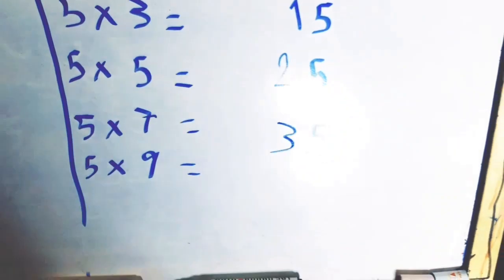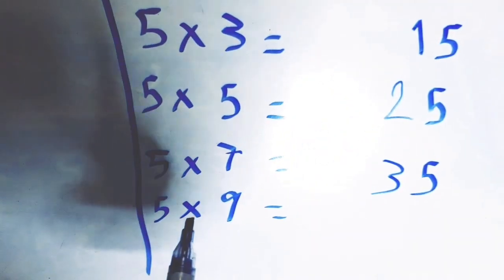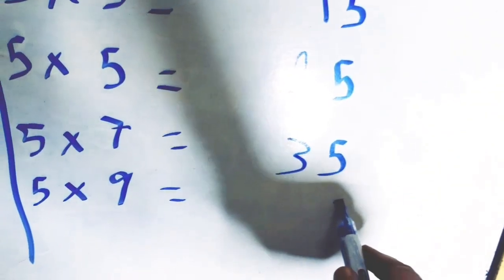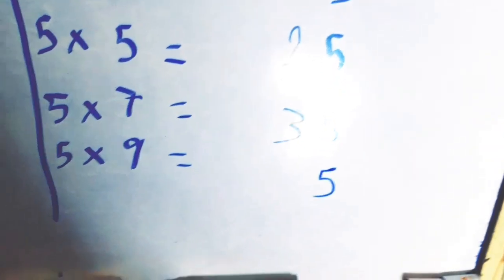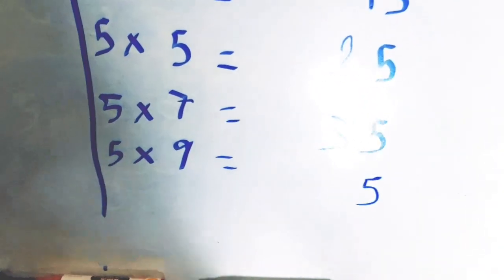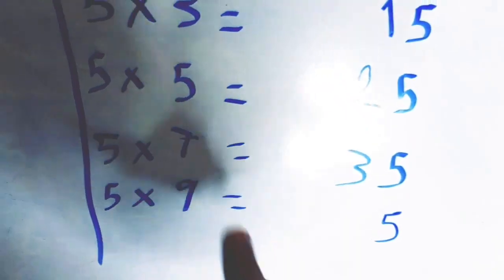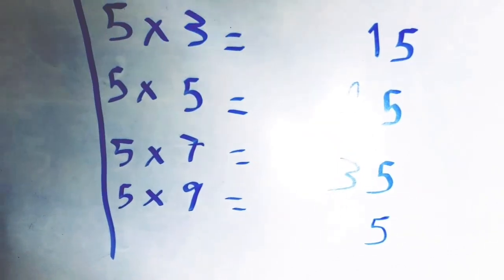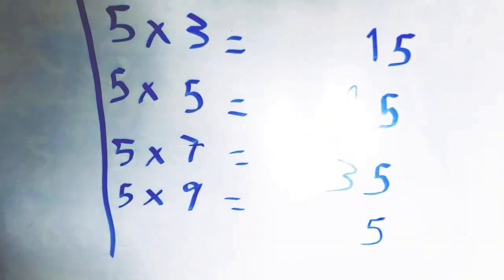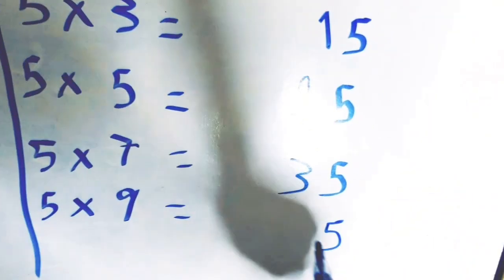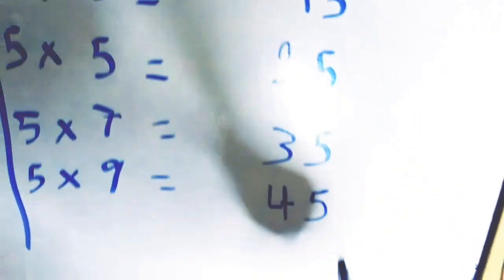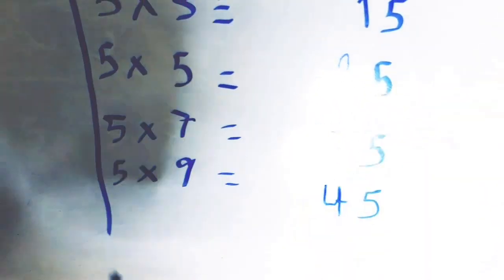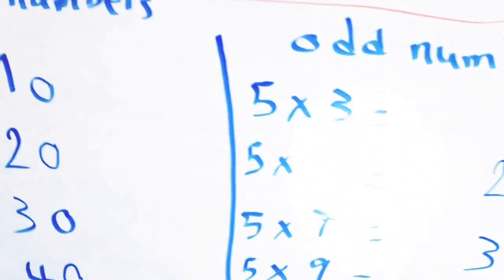5 times 9. Of course, 5 is multiplied by 9. 9 is an odd number, so we write 5 at the units place. After that, we subtract 1 from the odd number. We subtract 1 from 9, so we have 8. We divide 8 by 2, so 8 divided by 2 equals 4. We have here 45. 45 is the final multiplication product of 5 times 9.